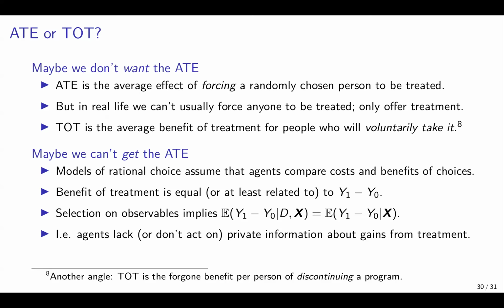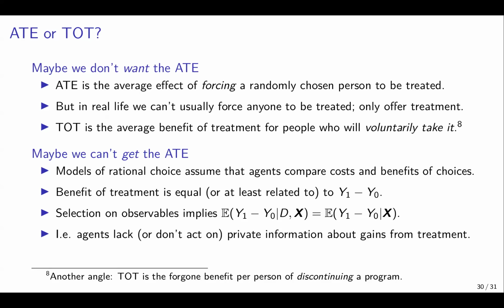But if we, on the other hand, are policymakers, and we're thinking about bringing in a program that will be voluntary, or on the other hand, canceling a program that already exists and is voluntary, then actually the TOT might be the more interesting object. So maybe we don't want the ATE, but also maybe we can't get the ATE.